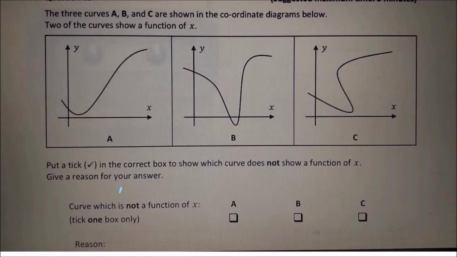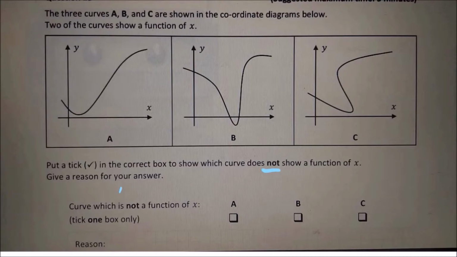There we go. So this question, it's a Junior Cert higher level, and it says the 3 curves A, B and C are shown in the coordinate diagrams below. 2 of the curves show a function of x, the other curve is not a function though. Put a tick in the correct box to show which curve is not a function.